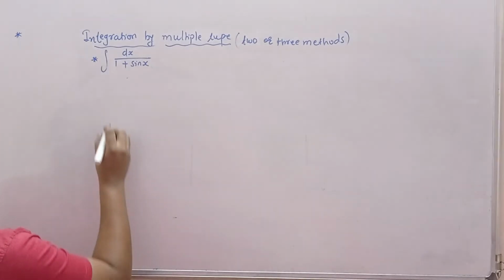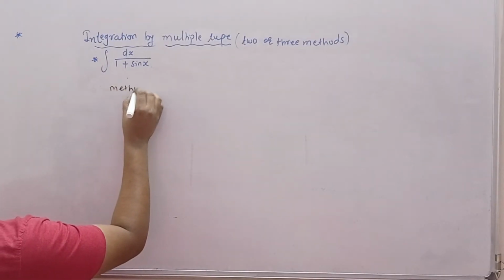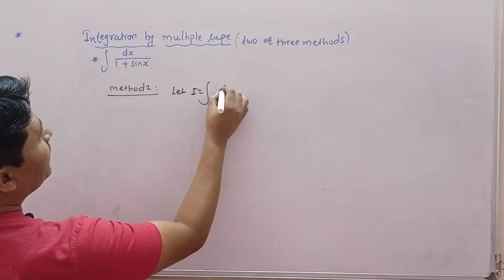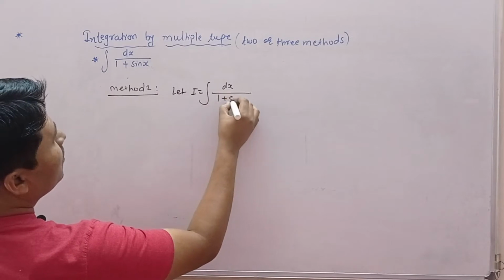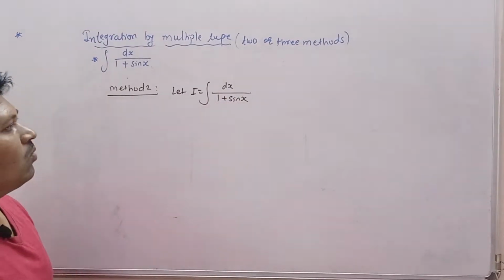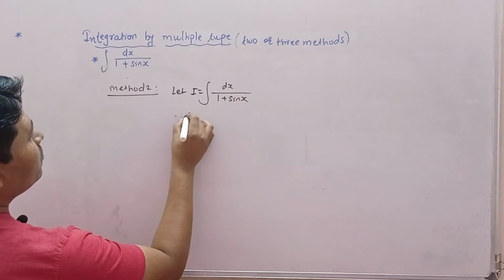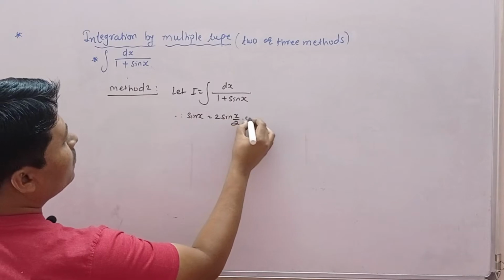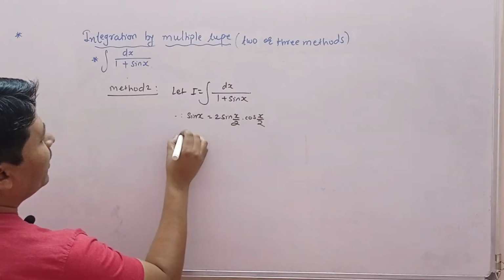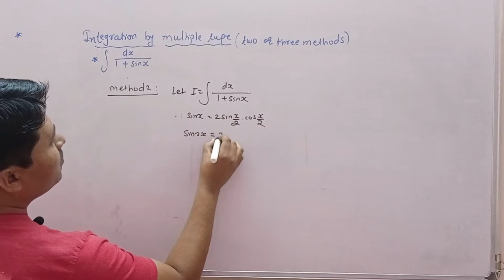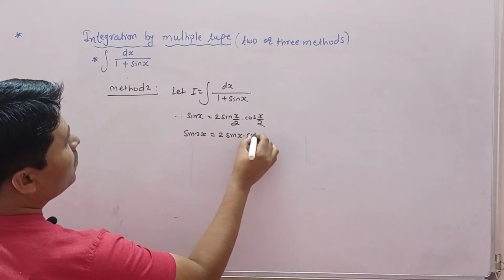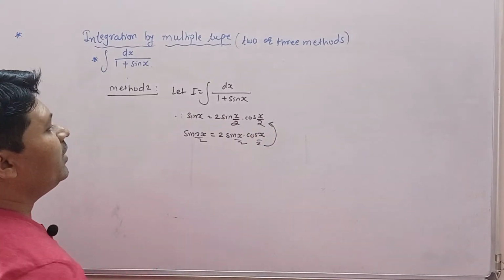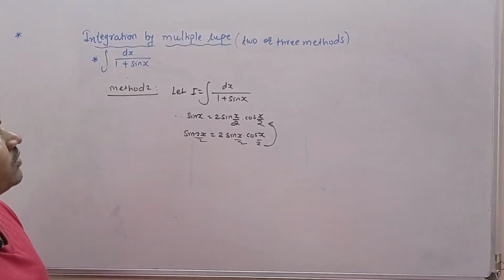Now start method 2. Let I be equal to the given integration dx upon 1 plus sin x. Now I can use the double angle formula: sin 2x is equal to 2 sin x into cos x. So we get sin x is equal to 2 sin x by 2 into cos x by 2.